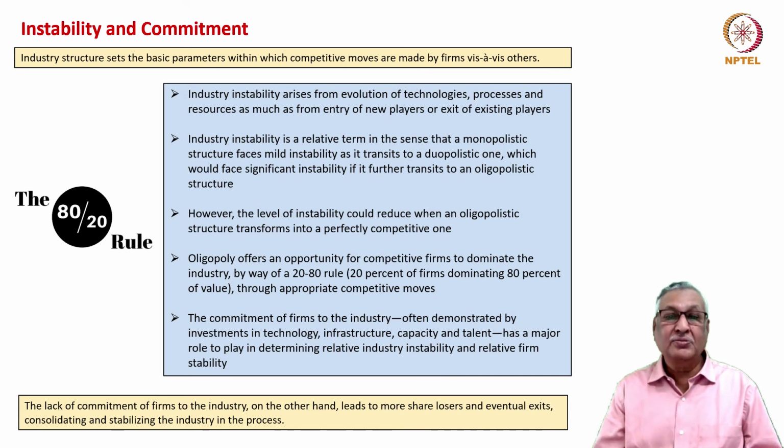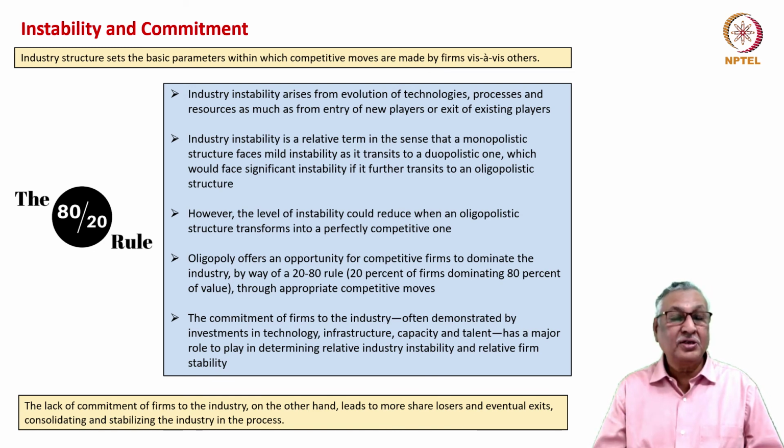It is also a relative term. Monopolistic structures have milder instability compared to duopolistic ones, whereas the fragmented industry would have much higher level of instability. The level of instability would reduce when an oligopolistic industry structure moves to a duopolistic or a perfectly competitive one where everybody is balanced with each other. Oligopoly offers an opportunity for competitive firms to dominate the industry by way of a 20-80 rule. That is, 20% of firms dominating the 80% of value.